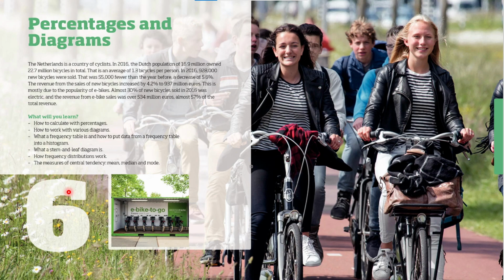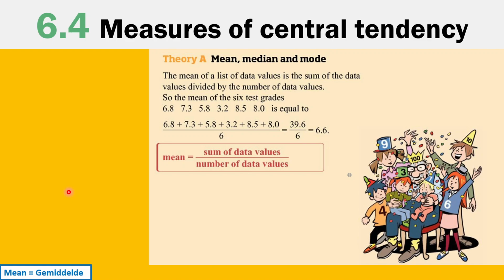Welcome everyone to the last video of chapter 6, and we're going to talk about the measures of central tendency here, what they are, what they represent, and how we can use them to represent data values. So the measures of central tendency is actually just a term for three things together: the mean, the median, and the mode. And the mean is something that you all already know of.